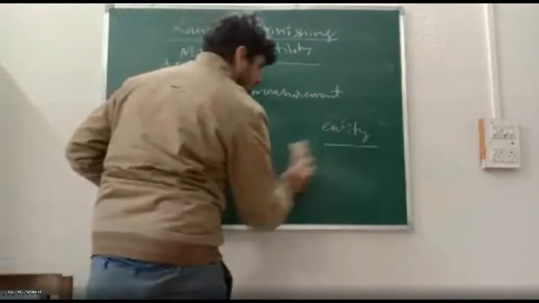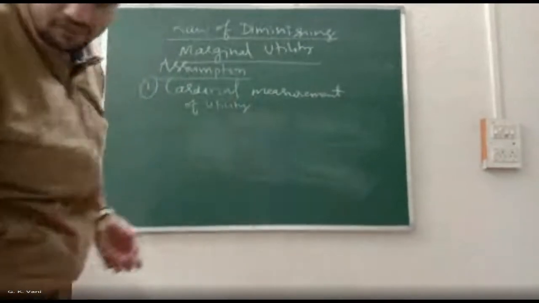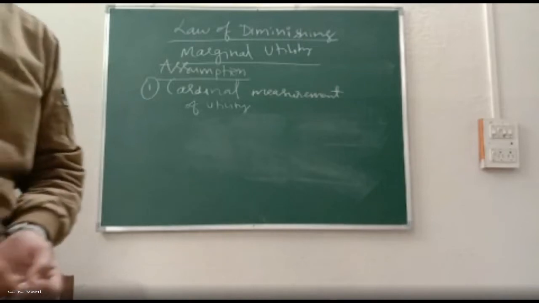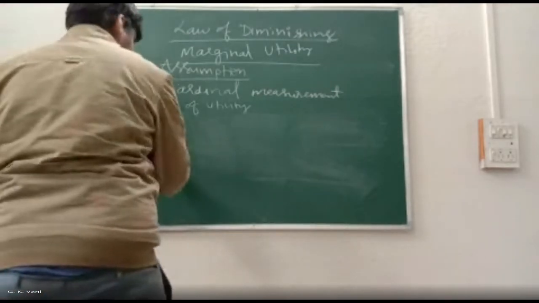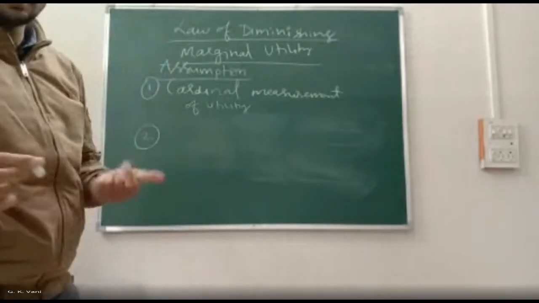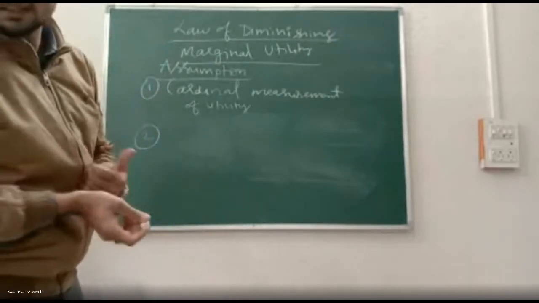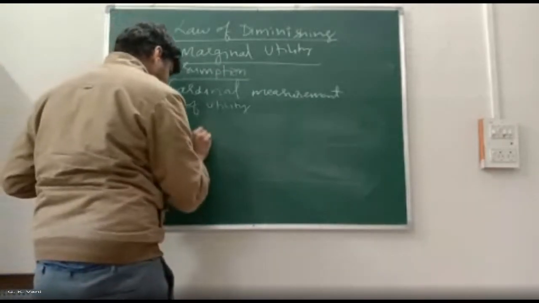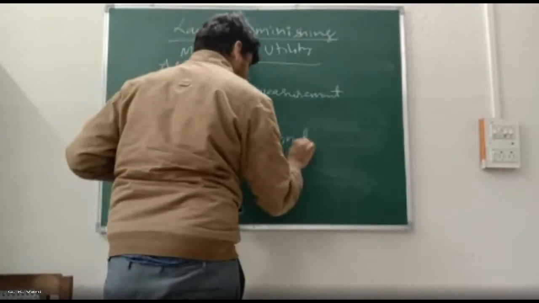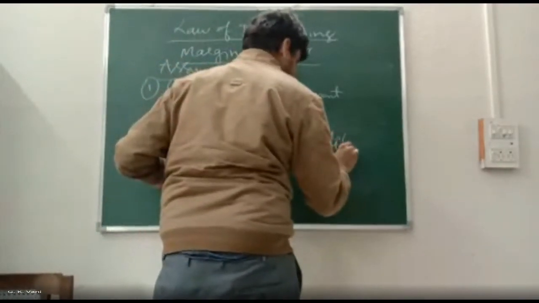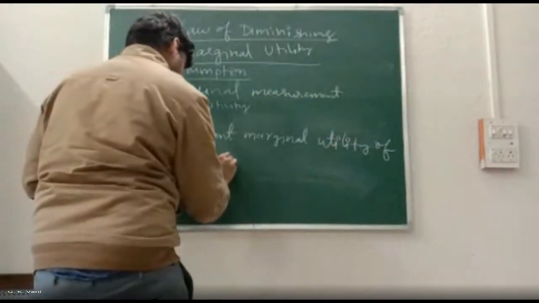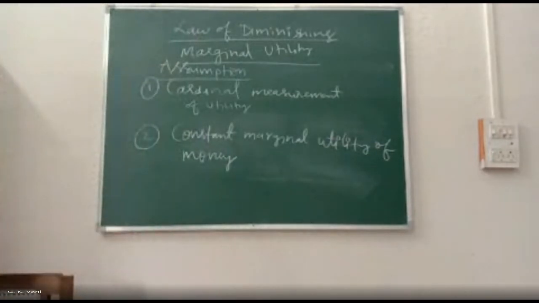Now we are going to the second assumption. If you have any doubt, you can stop me in between also. Since we are measuring the utility of commodities in terms of money, as Marshall did, we have another assumption, that is constant marginal utility of money.